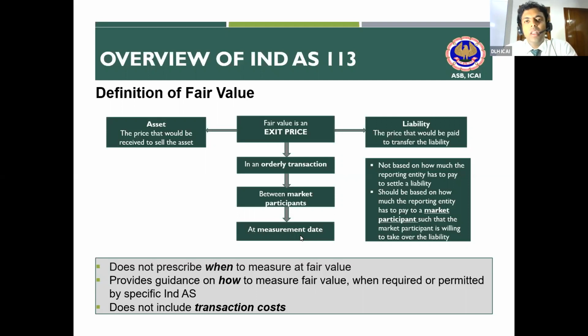While computing the fair valuation, the cost to be incurred in respect of the transaction cost, the incremental cost, shall not be taken into consideration. What is transaction cost? Transaction cost is like a brokerage cost, an incremental cost, like if I need to pay the stamp duty, that shall not be taken into consideration, right? So the transaction cost shall not be considered for the purpose of valuation of fair value.